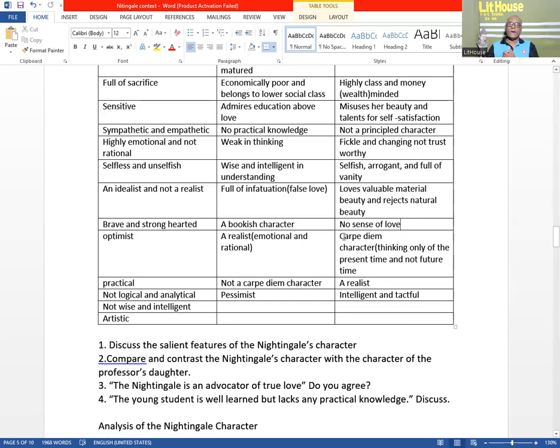Right. Carpe diem, that word comes again. Carpe diem character. Yes. She enjoys the present moment. She never thinks of future, tomorrow. She enjoys the present lover. She will not have the same lover tomorrow. She will have a different lover. Carpe diem character. Carpe diem. Thinking only of the present time and not future time. That is the definition also.